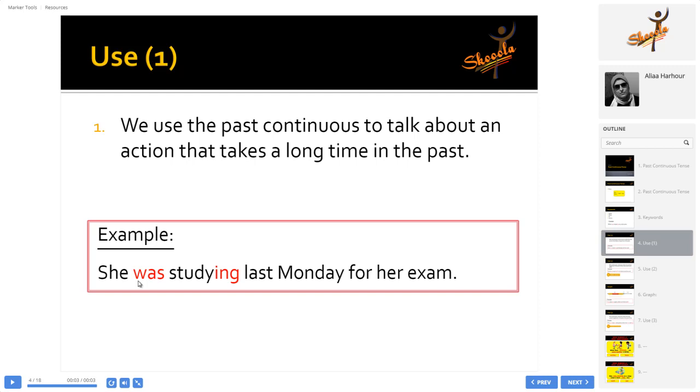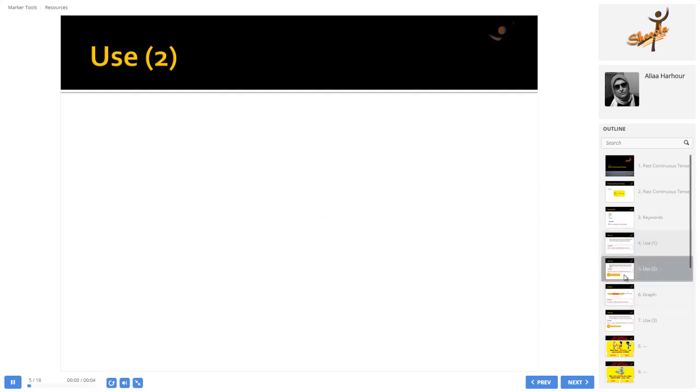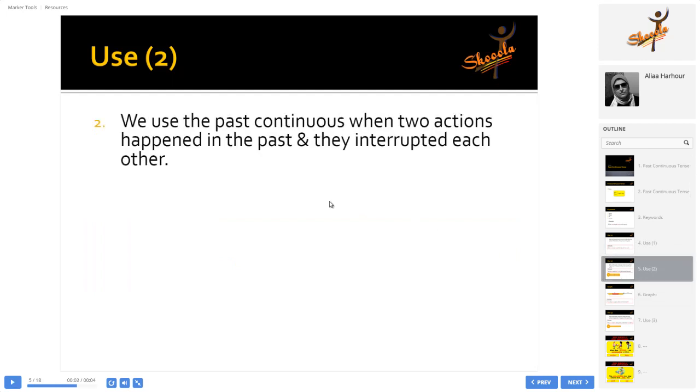So is it a must that I find the keyword? No. Sometimes if it is just one action, I don't find the keyword. Again, if I have one action which takes a long time, I'm focusing on the idea of duration, the idea of a long time. If I'm talking about an action that takes a long time in the past, I'm using past continuous. They are not 2 actions. But in case I'm talking about the idea of 2 actions, we use the past continuous tense when I'm talking about 2 actions.